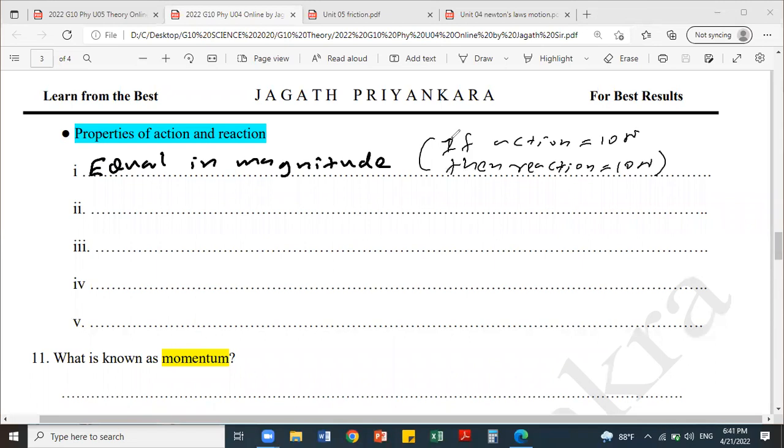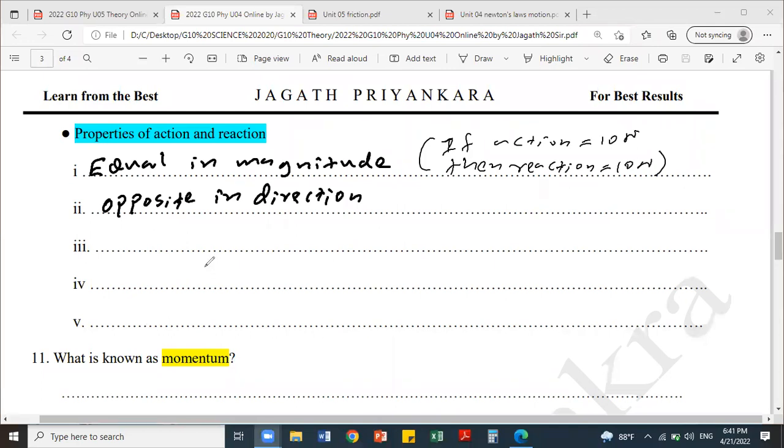Then next one, number 2: opposite in direction. They are opposite in direction. Equal in magnitude, opposite in direction.